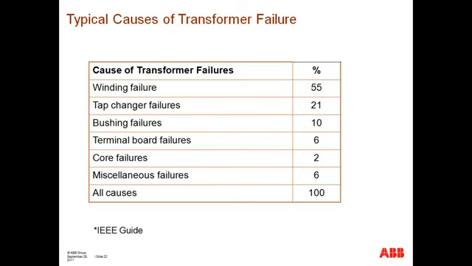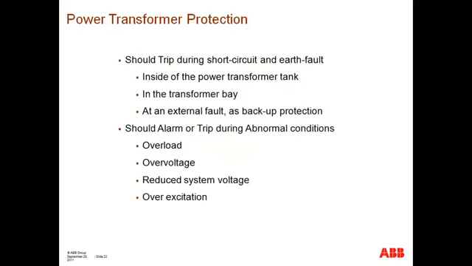And here's a breakdown from the IEEE guide on protection of power transformers. These are just some industry statistics related to the causes of failures of transformers. So 55% of the reported failures are winding failures, 21% tap changer failures, 10% bushing failures, and so on.